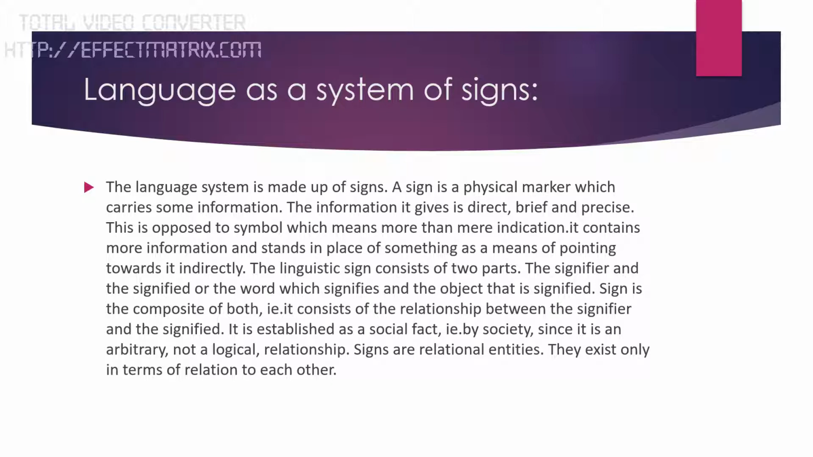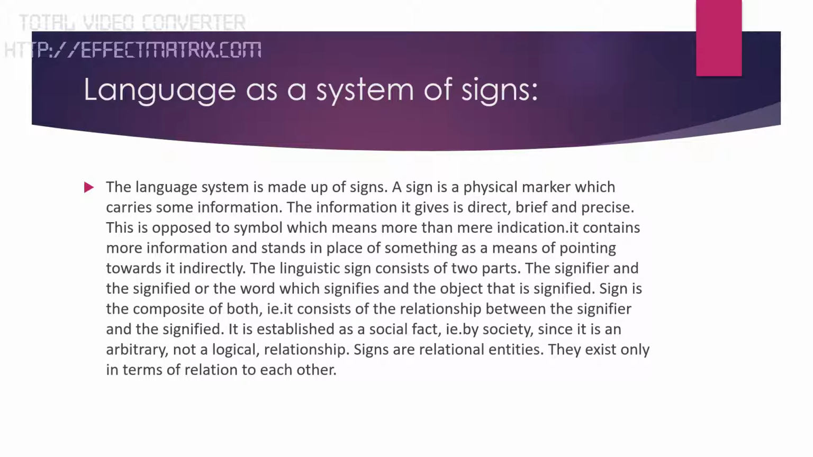The linguistic sign consists of two parts. You already studied in your critical paper, in your structuralism theory, which are the two parts. That is, a sign consists of two parts: the signifier and the signified. The word which signifies, that is the word image, is the signifier, and the concept or the object that is signified is the signified. So this signifier plus signified together constitute what?